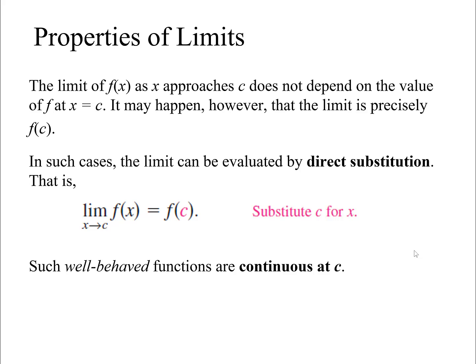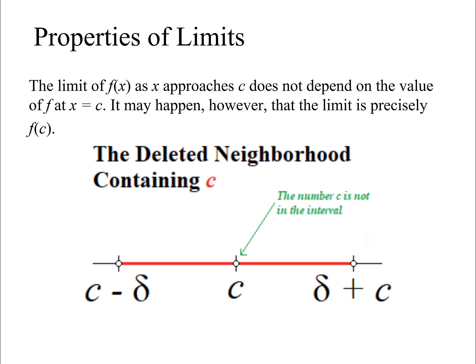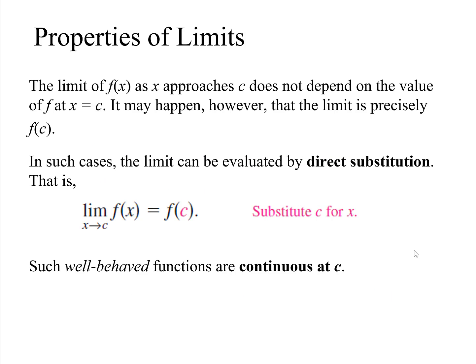First, let's recall that the epsilon delta definition of the limit involves the deleted neighborhood around c. In other words, the definition of the limit doesn't capture what happens to the function f at c, only what happens to the function f nearby c in that delta neighborhood around c.